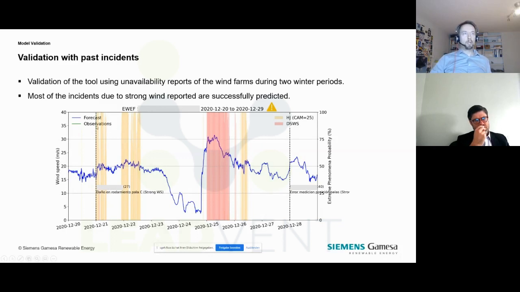And then we also can see here these black dashed lines, and these are coming from our internal unavailability reports. And we have analyzed many of these images to see if the predictions of the model are corresponding to something that was actually observed in the past in these wind farms. So overall, we are quite confident that the model is working very well.